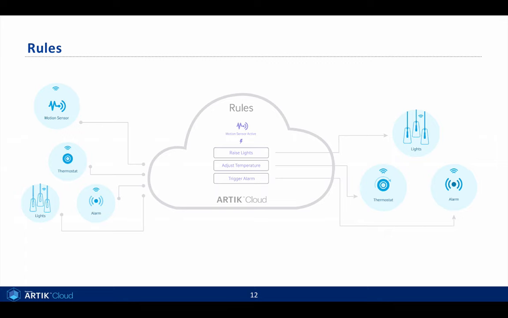So the rules are a way to trigger device actions based on the ARTIK Cloud messages. Take a look at some of the examples there. Let's say I have a motion sensor connected to the cloud, and I have a light connected to the cloud. Well, I'm going to create a rule that when there's motion detected, then I want my lights to turn on. That's an example of one of many rules that you can build to create these smart interactions between devices.